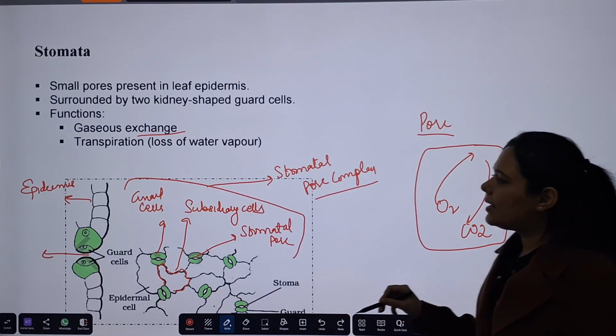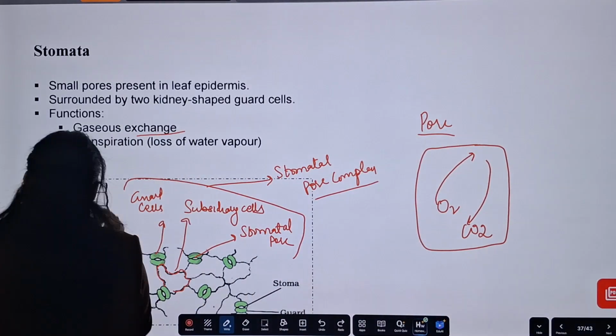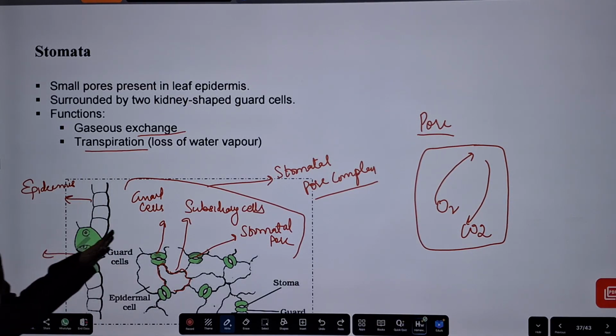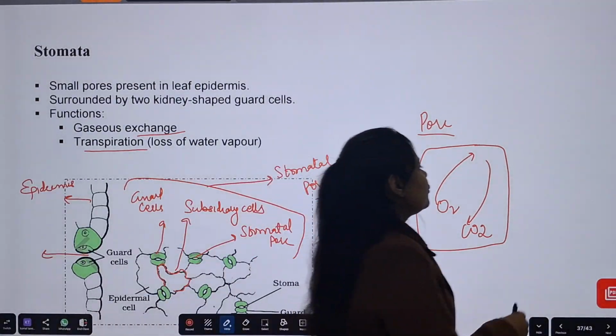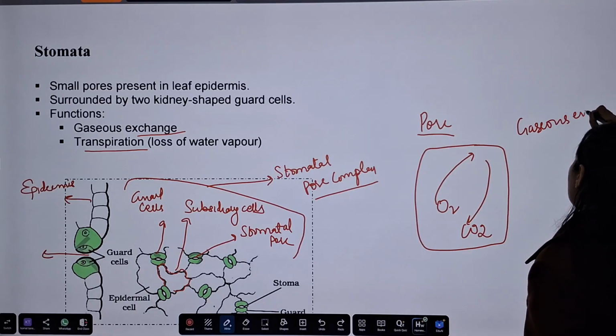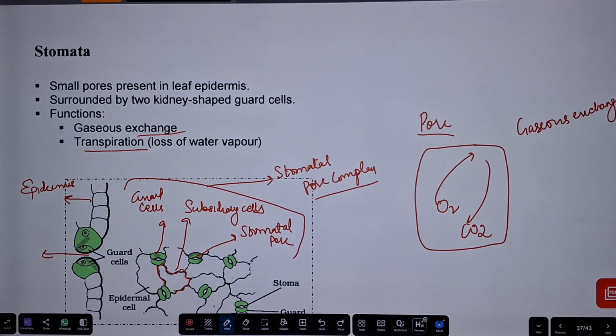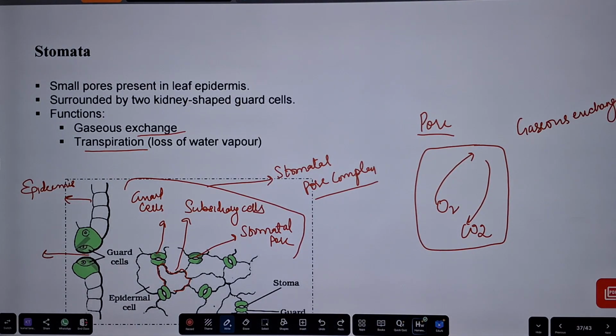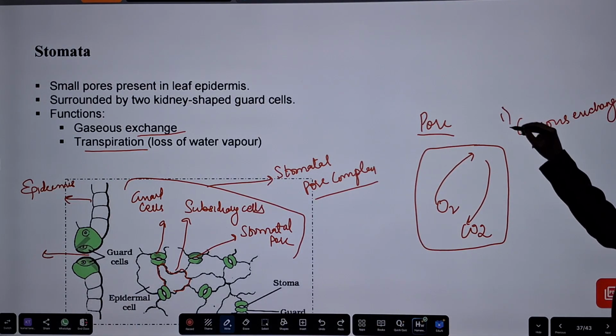The second function that stomata perform is transpiration. Transpiration is basically loss of water vapor from the plant through the pore to the atmosphere. So the first function is gaseous exchange, which allows the plant to do photosynthesis, since CO2 is needed for photosynthesis and CO2 moves via these pores into the plant.